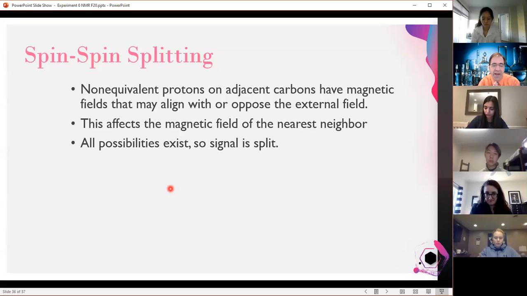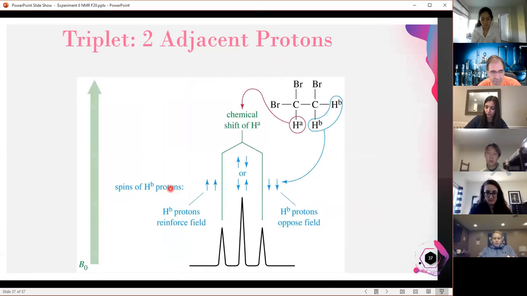And in fact, every possible option exists there, because we're dealing with billions of molecules. So you're looking at proton A, about half the time the proton next to it is spinning with the magnetic field, and half the time it's spinning against, and that ends up splitting our signal. So the next door neighbor splits the signal into smaller peaks. Okay, so let's look at this. This triplet down here represents 1 proton. It represents proton A. So this is proton A.